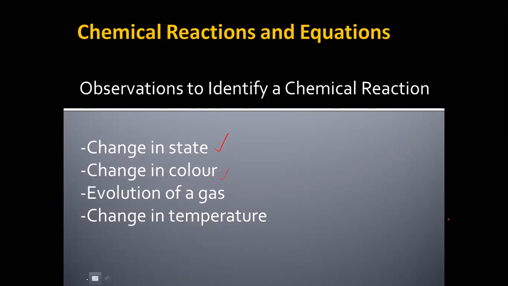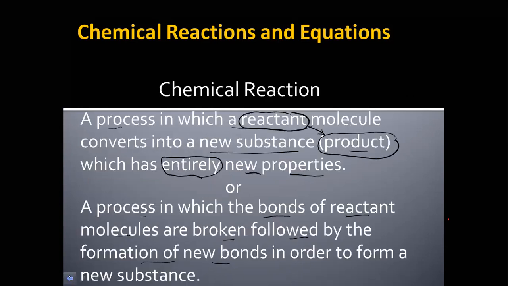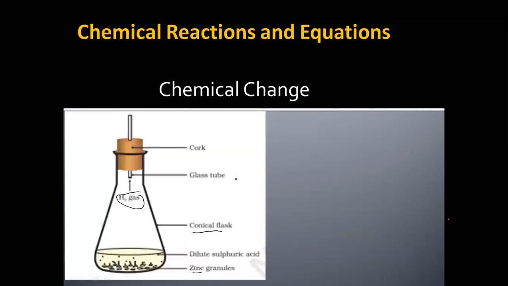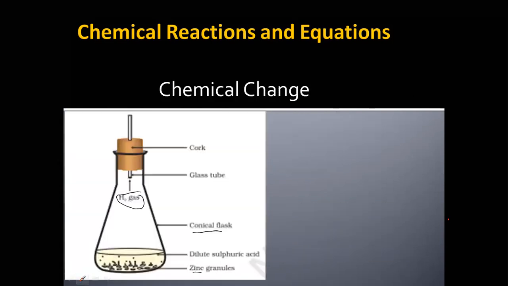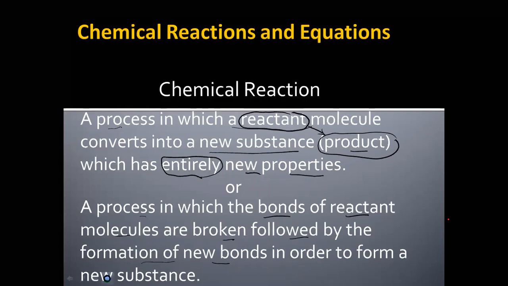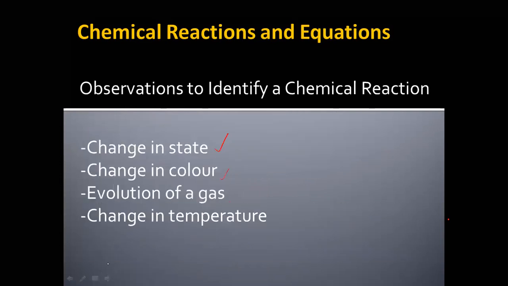Like in the previous example, that was the activity of the NCERT. Let me just turn the page. Have a look over here. You can clearly see hydrogen gas is evolved in this particular activity. Have a look. Which gas is released? Hydrogen gas. It means the evolution of gas is also a sign of a chemical change. So that's why evolution of gas is also classified as an observation of chemical reaction.